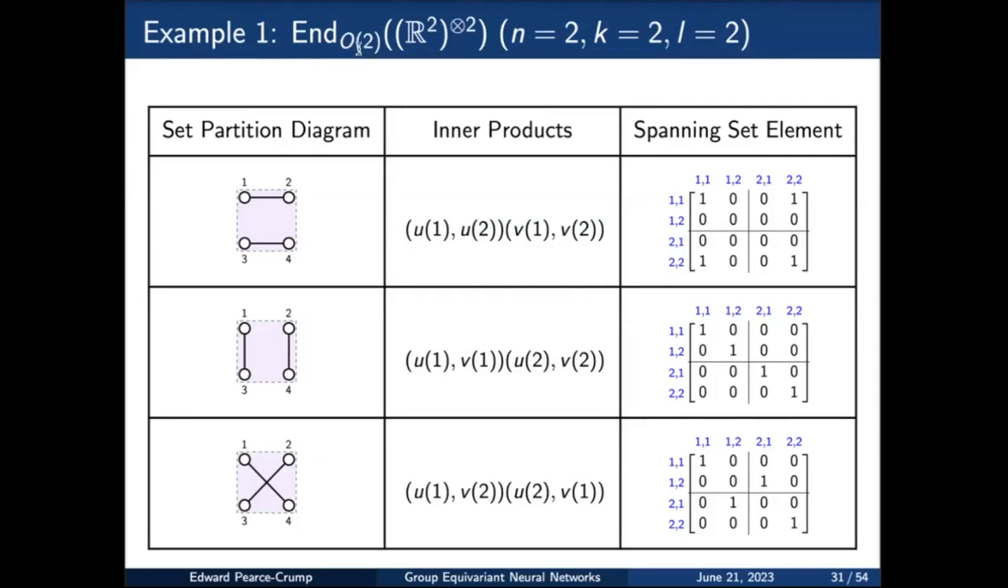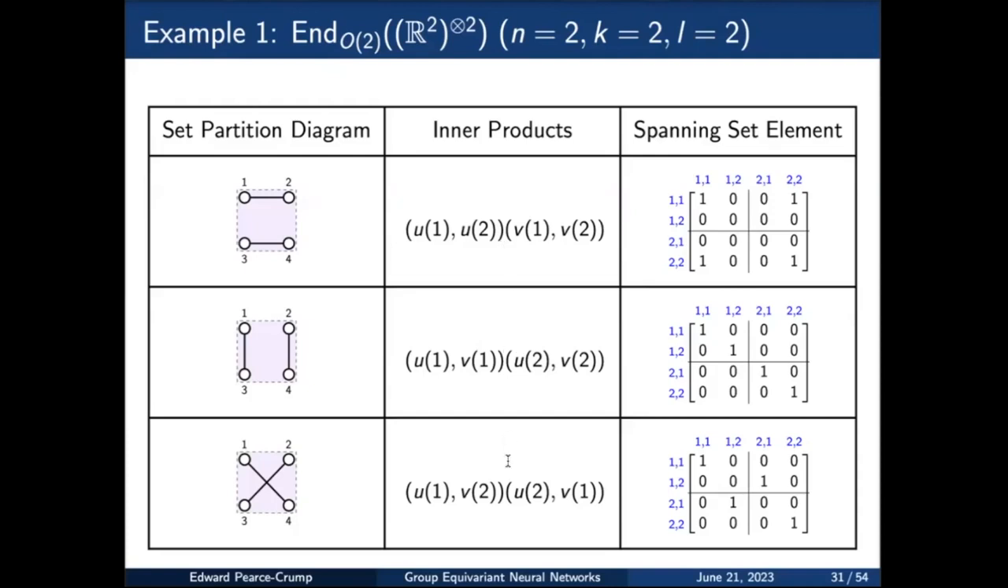We have, again, this endomorphism space. So we've got N is 2, K is 2, and L is 2. So the first thing we can do, let's do it from the inner product way. We want to find all possible products of inner products where we're pairing a U; we have four vectors, U1, U2, V1, V2. We want to find all possible permutations where we pair them up. So that gets you these three.